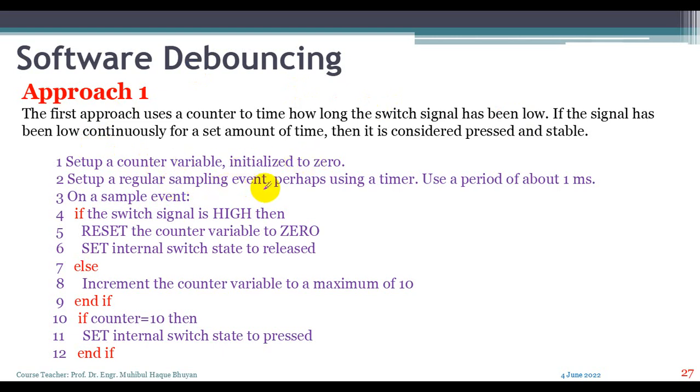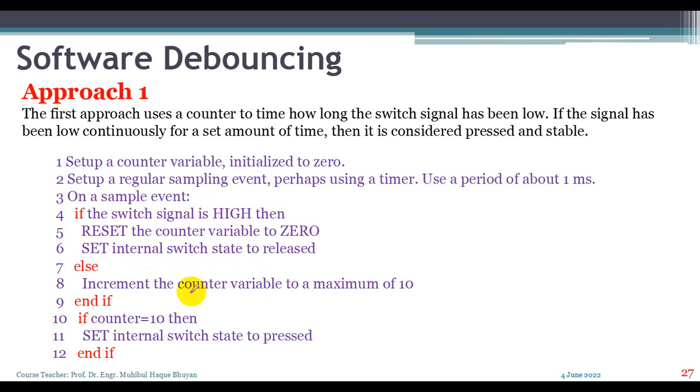Set up a regular sampling event, perhaps using a timer, and use a period of about 1 millisecond sampling time. So on a sample event, if the switch signal is high, then reset the counter variable to 0 and set internal switch state to released. Else, increment the counter variable to a maximum of 10 and stop.